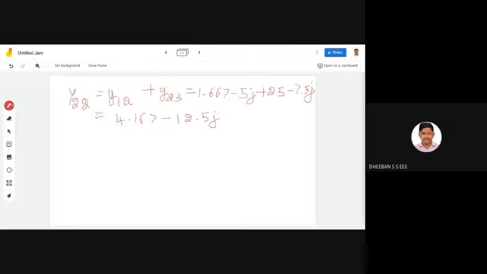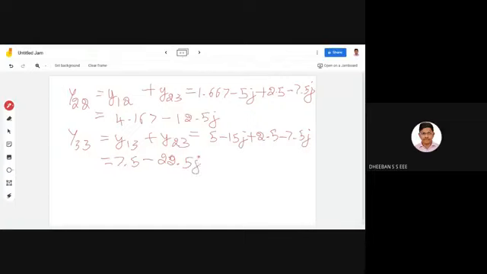Okay. So after this, we'll be moving to y33. It will be y13 plus y23. So it will be equal to 5 minus 15j plus again the same thing, 2.5 minus 7.5j. So here we'll be getting around 7.5 minus 22.5j. Okay, so now we have got your diagonal elements.